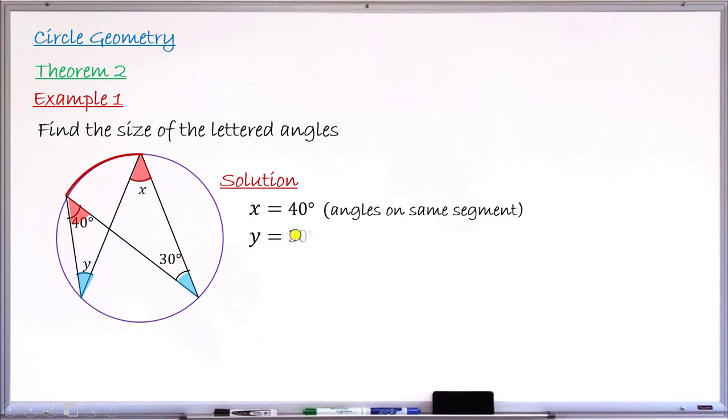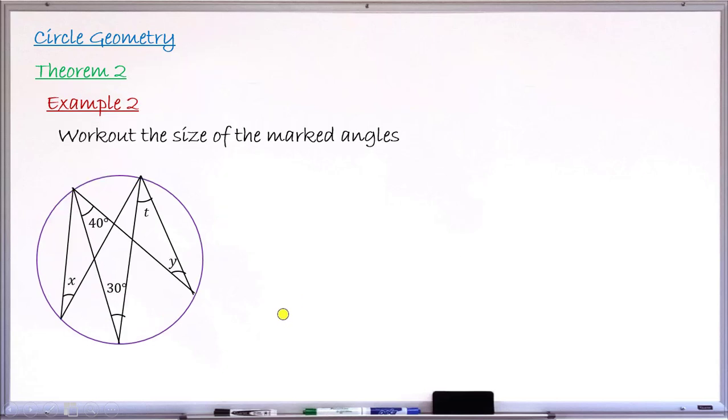degrees. So let me just write it, Y equals 30 degrees. And my reason also is angle on the same segment. So with this, I have answered this question because I have the size X as 40, I have the size Y as 30 degrees. Let me just move and take another example.